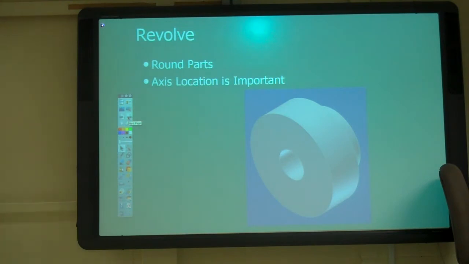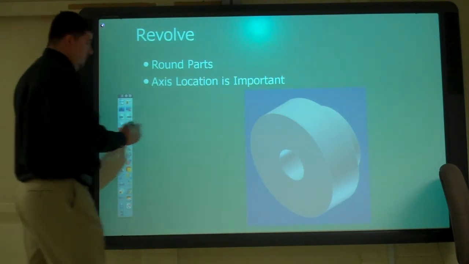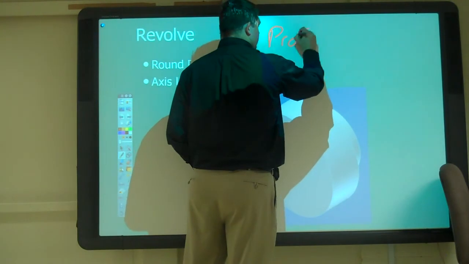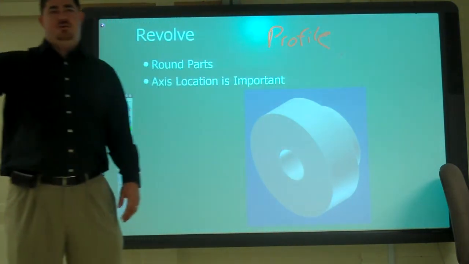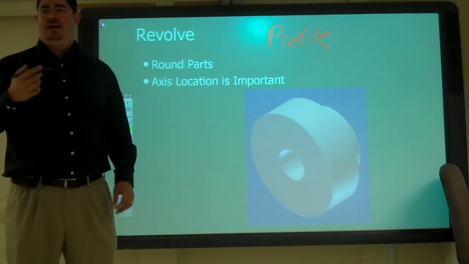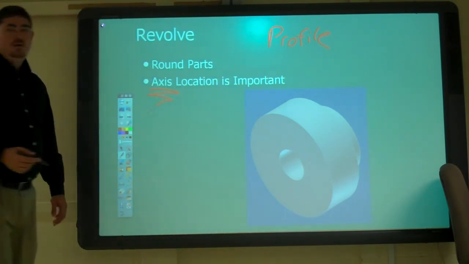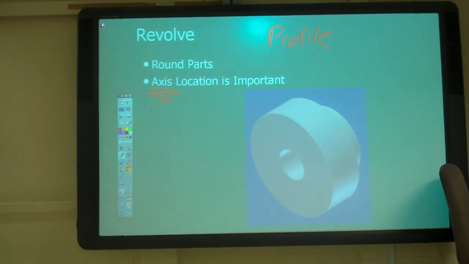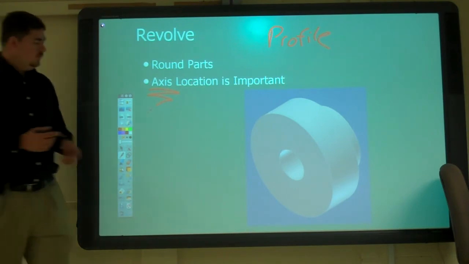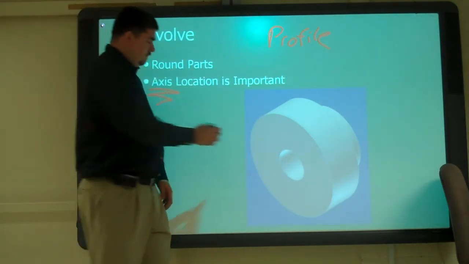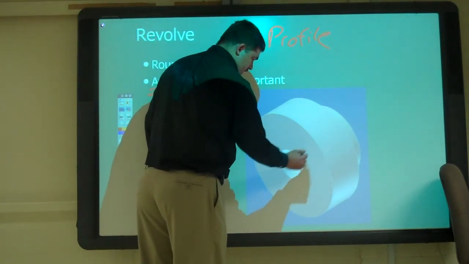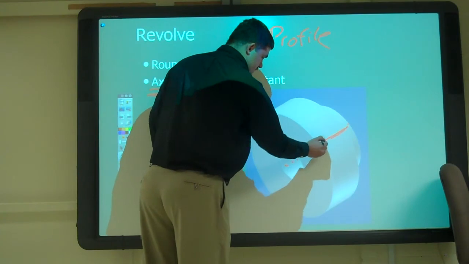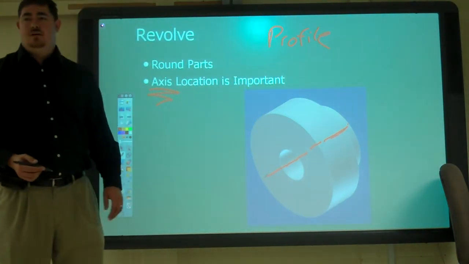So revolve makes round parts, right? When you do revolve, you have the profile that you're going to revolve around, and then you also have an axis. So you have the axis here, and where the axis is compared to where the profile is important. Why do you think that? The axis is the beginning of the drawing? Yeah, because where do you think the axis was here? Center point. Down the center. Right? Axis down the center of it.